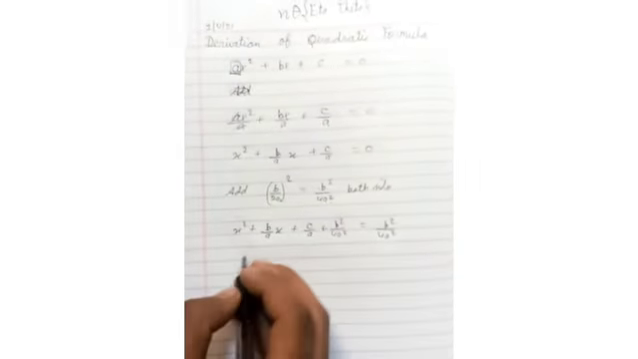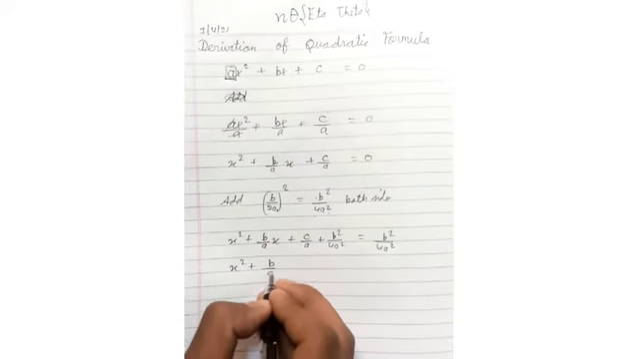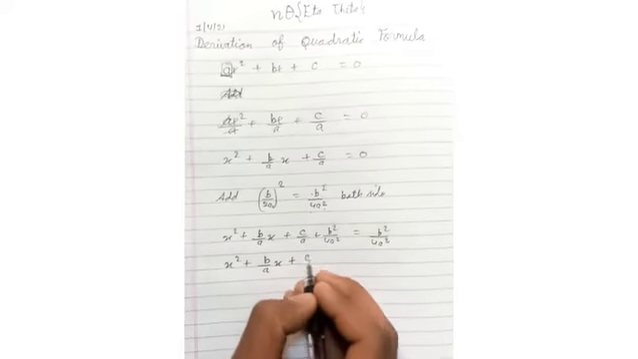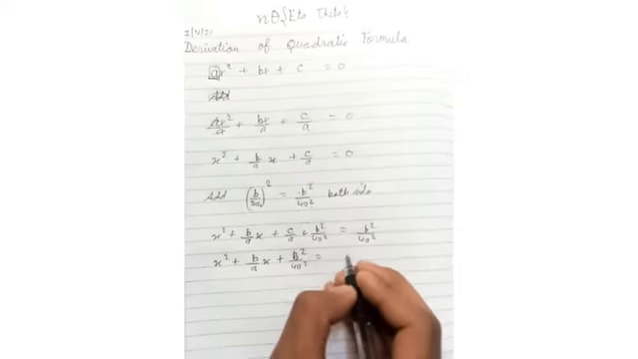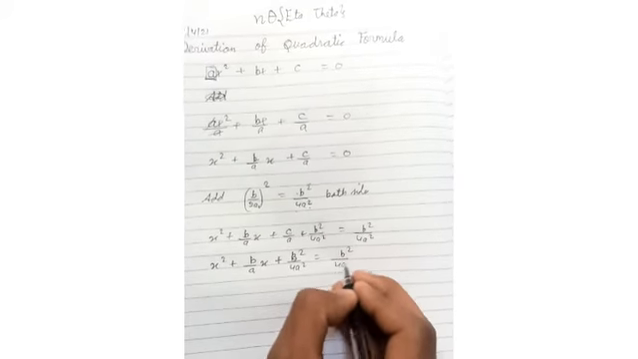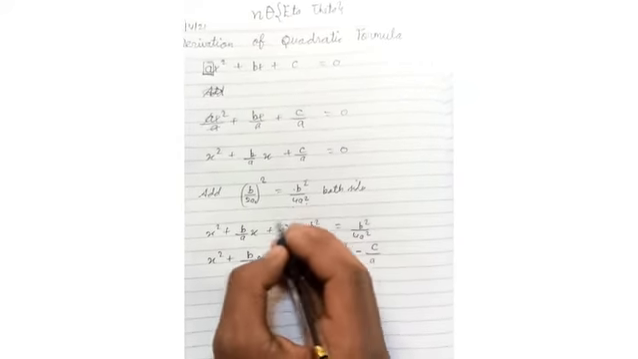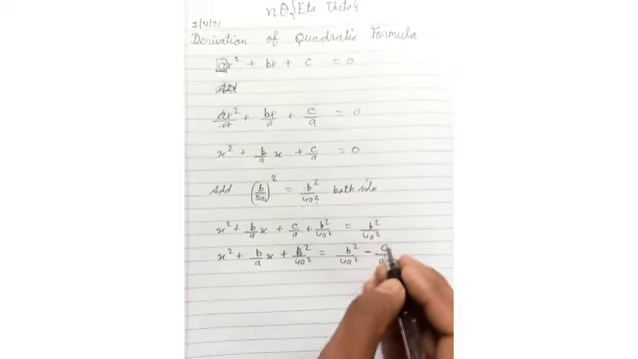Now what we have to do is transpose this: x² + (b/a)x + b²/4a² = b²/4a² − c/a. This c/a is in the positive sign, so here it is coming in the negative sign.